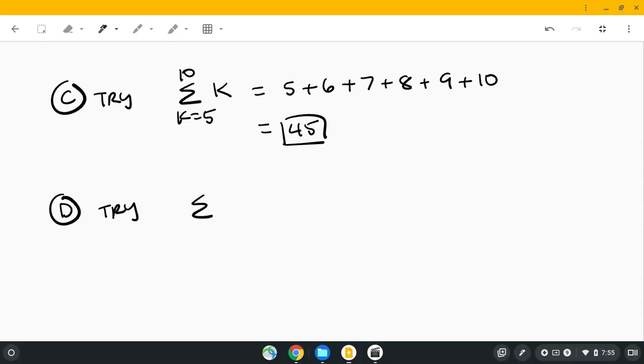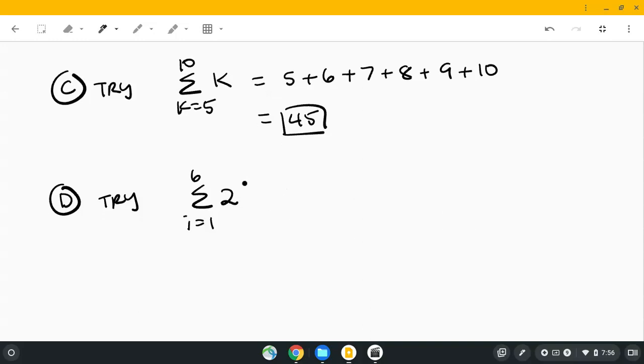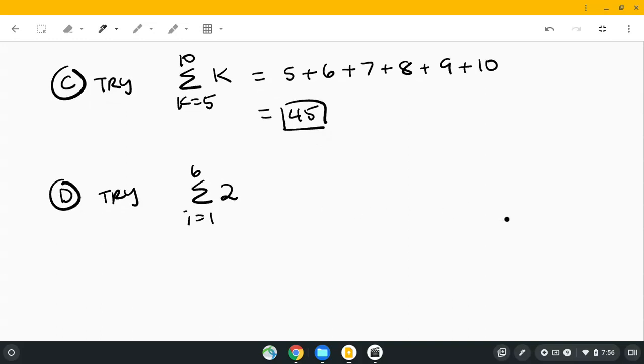Find the sum starting from 1 to 6, and that's your formula. Let's see if I can trick any of you guys. Go ahead and hit the pause button and then come right back.